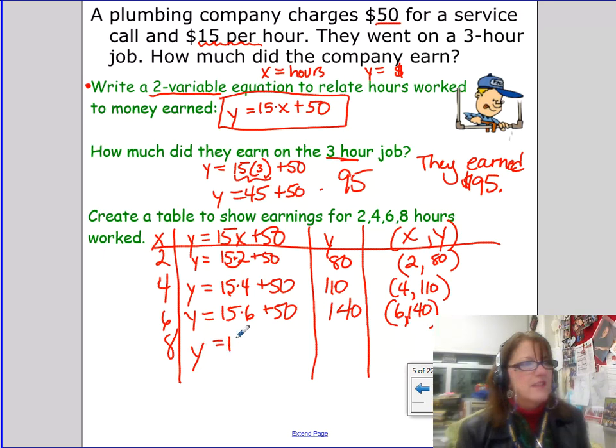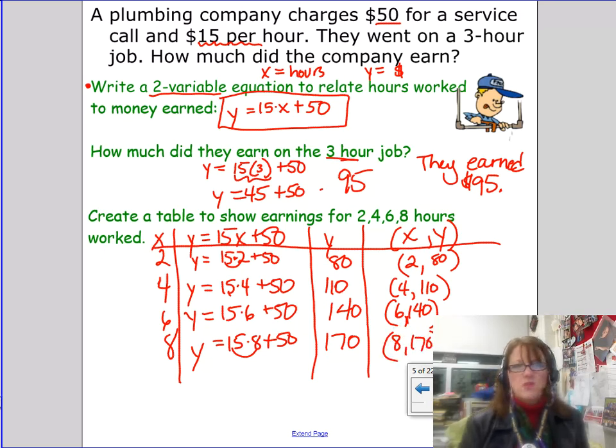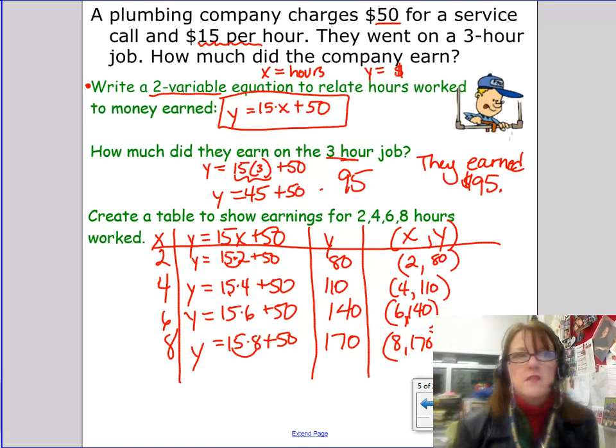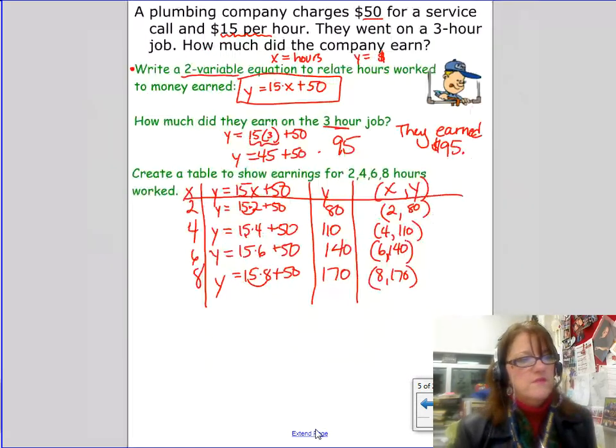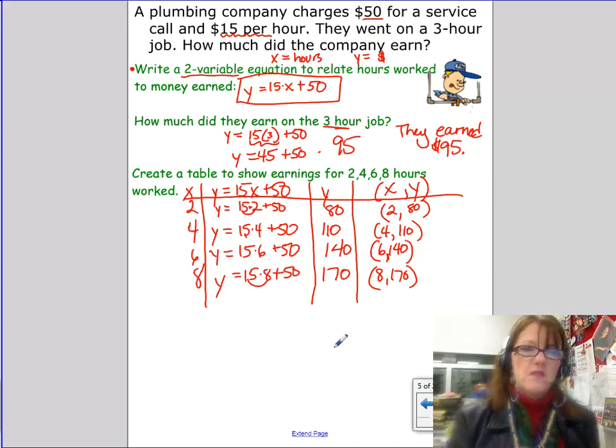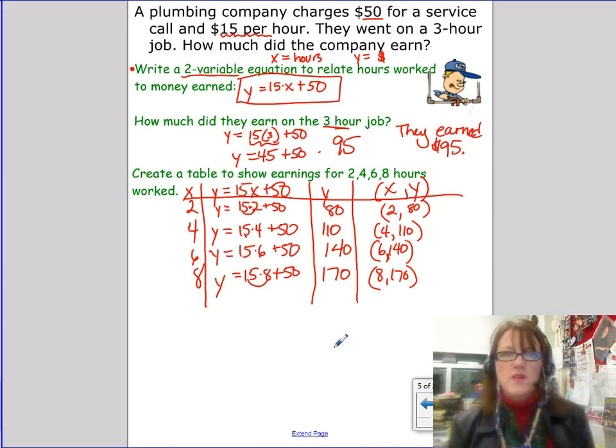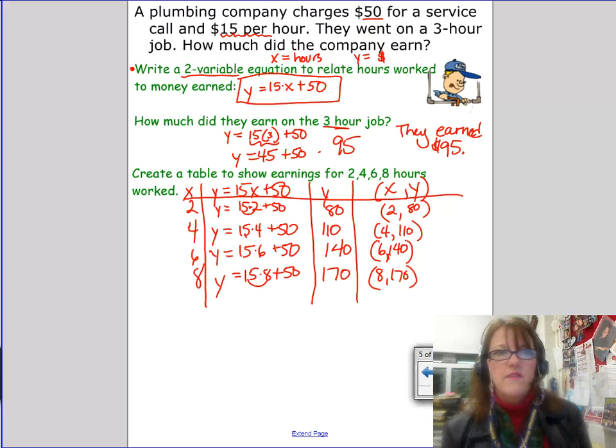And last but not least, 15 times 8 plus 50. This is 80 and 40, 120, 120 and 50, 170. 8 comma 170. There's your table. So this is what you'll be getting used to. Plugging in these values, working with tables, ordered pairs, getting an equation, and doing a whole lot of evaluating.